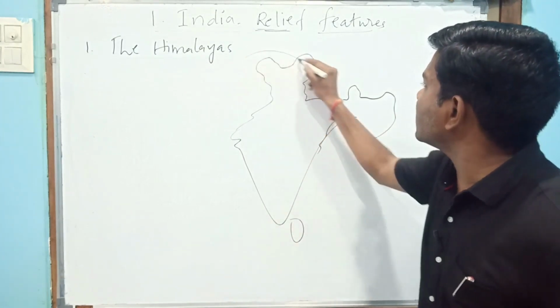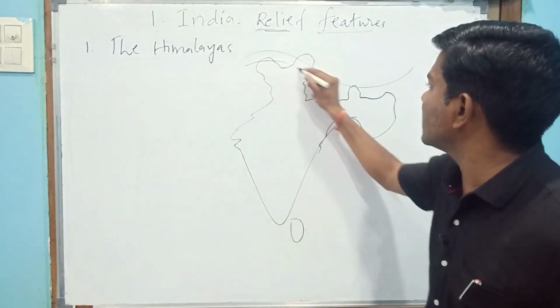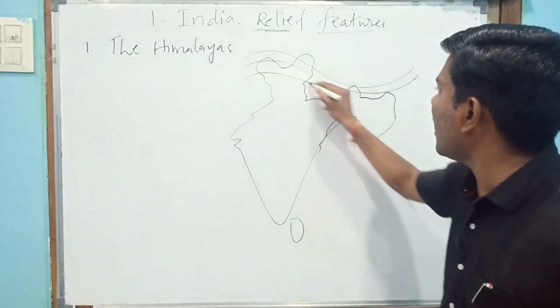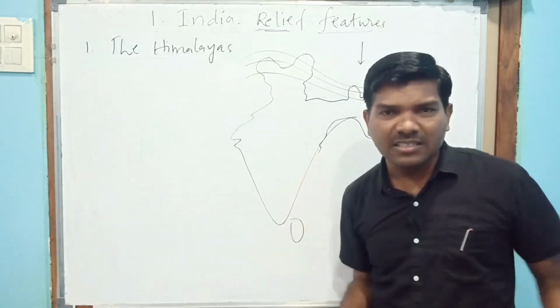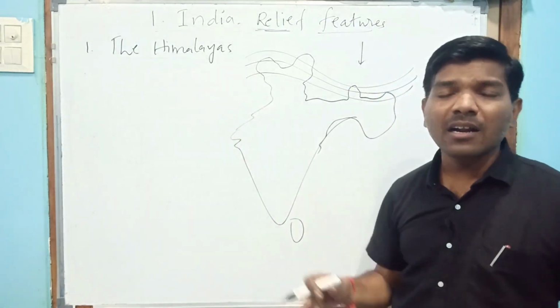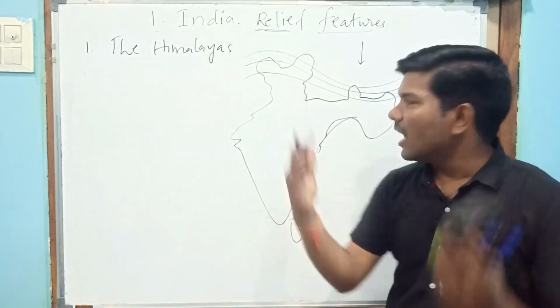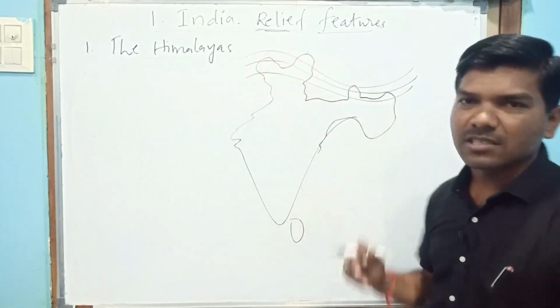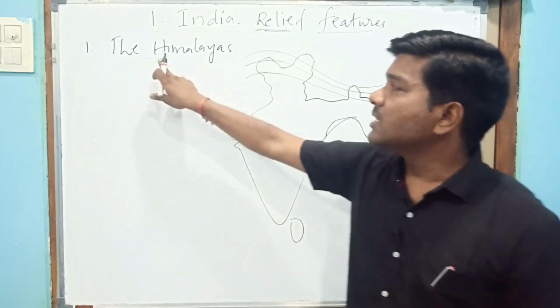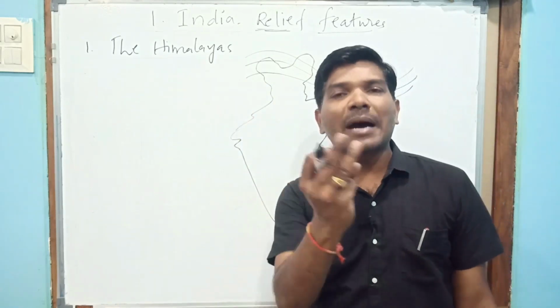Himalayas are an arch. We can also say that the Himalayas are an arch. Whenever you see from this side, it looks like an arch. So these are the Himalayan ranges, three. These Himalayas can be divided into three parallel ranges.